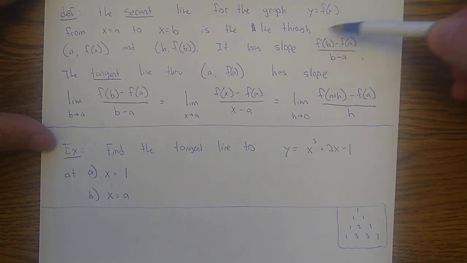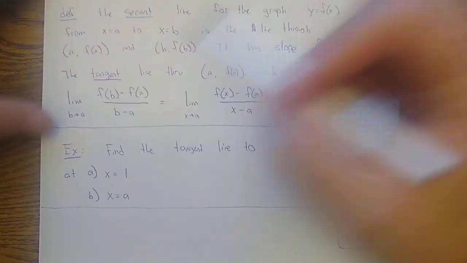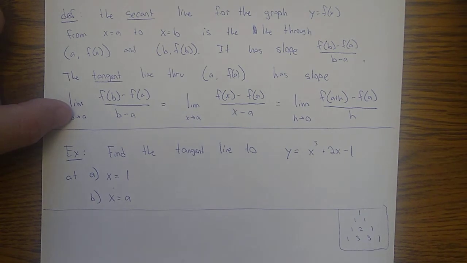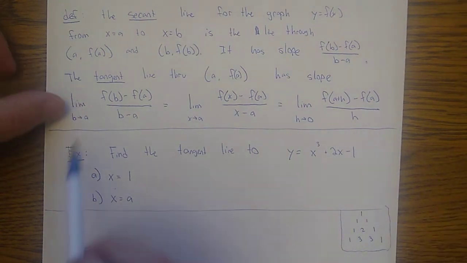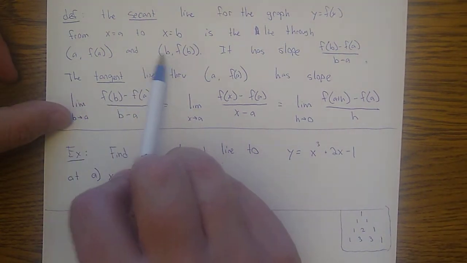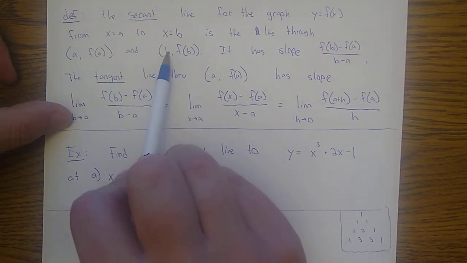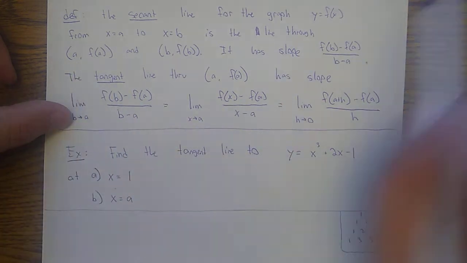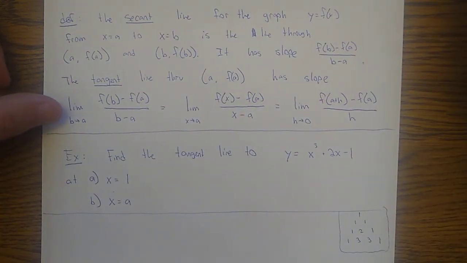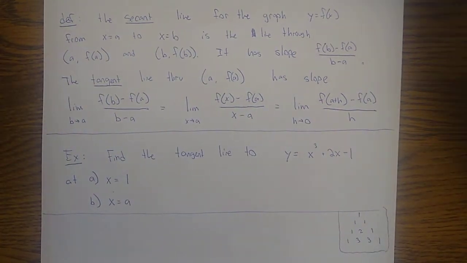Here's the slope of the secant line, and we put that here, and I do the limit as b goes to a, meaning b is like the second point if you're talking about a secant line, and we're doing the limit as the second point goes to the first point. So that's what a tangent line is.